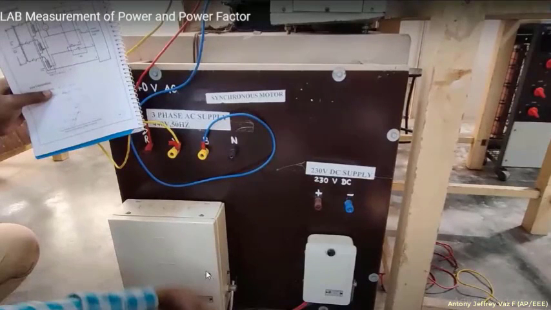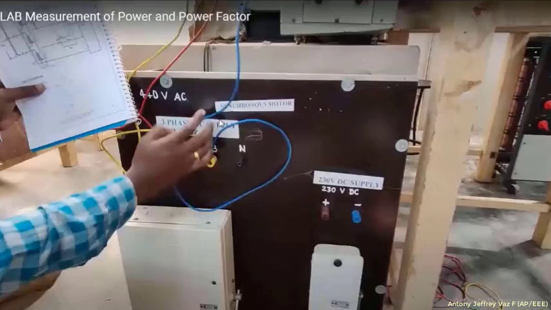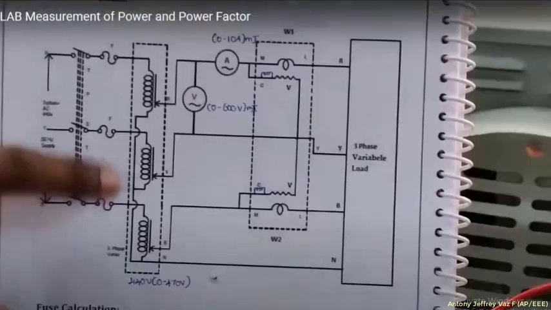Here is the main board. Here is the main switch, which is a triple pole single throw switch, and these are the three main terminals R, Y, and B. Here it is. This is R, Y, and B. This is the input terminal of the transformer.